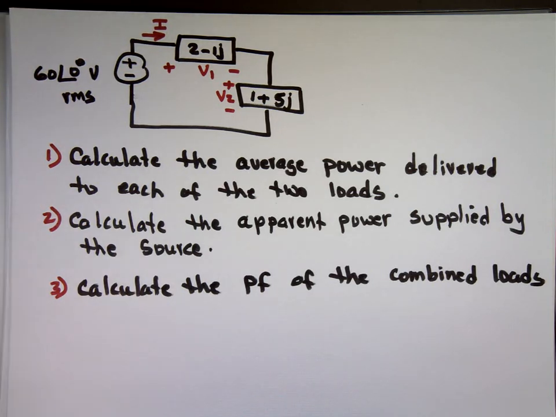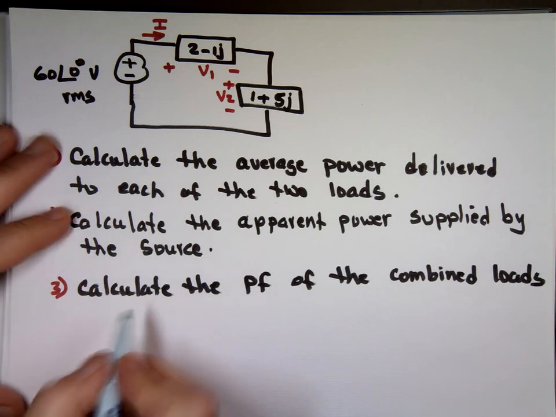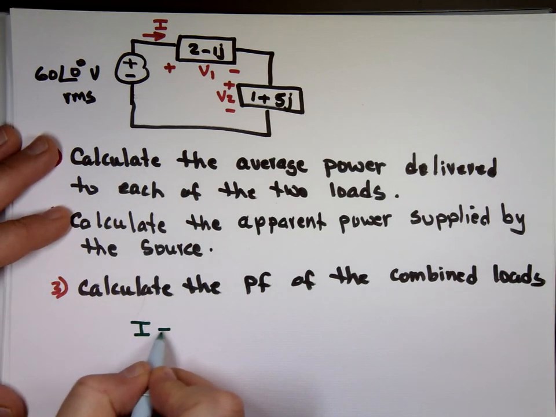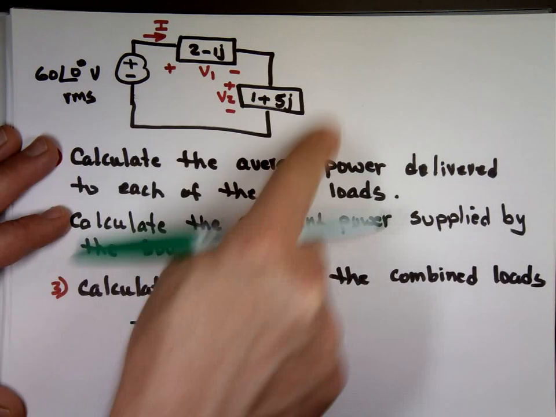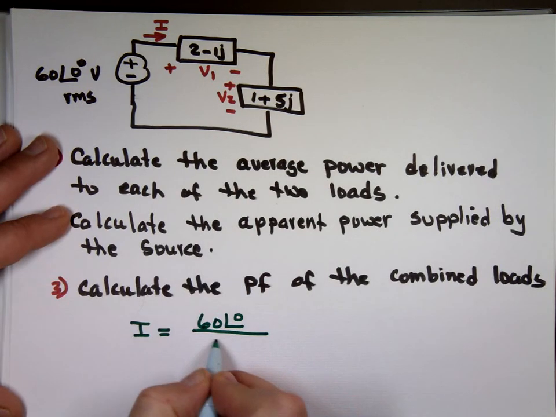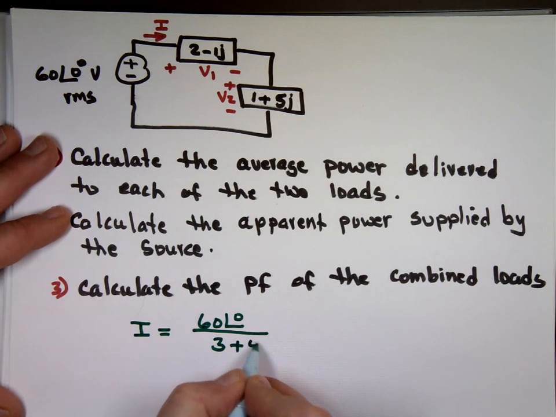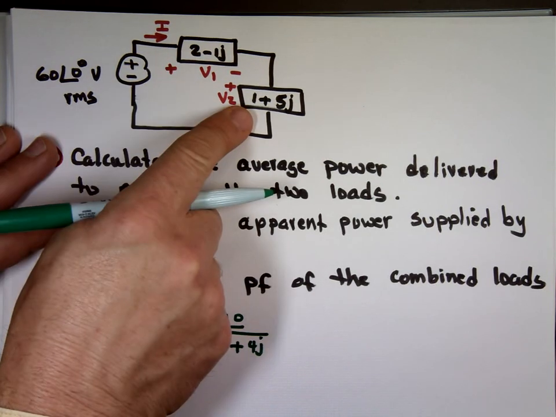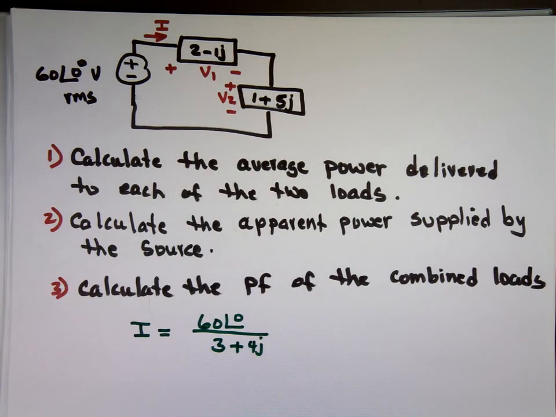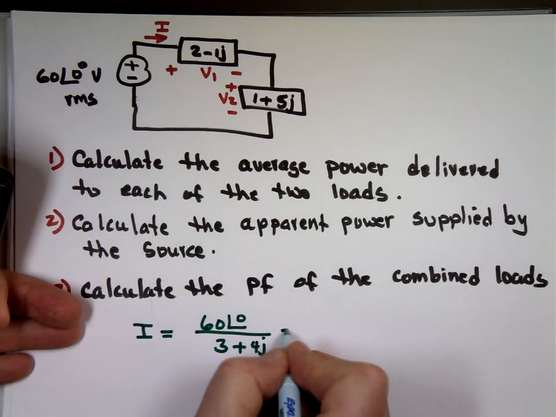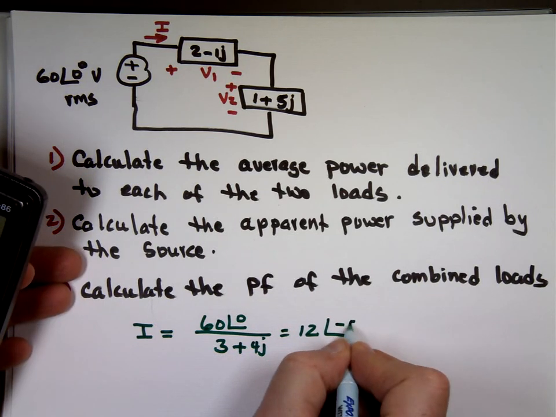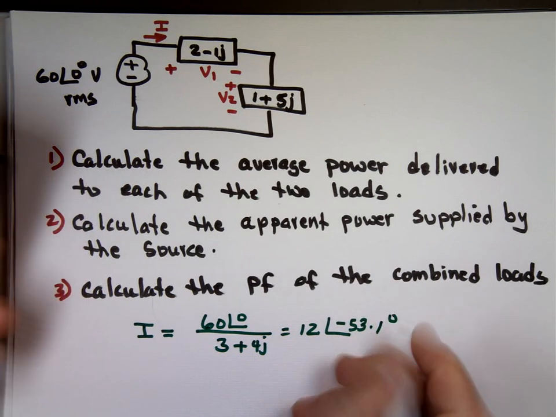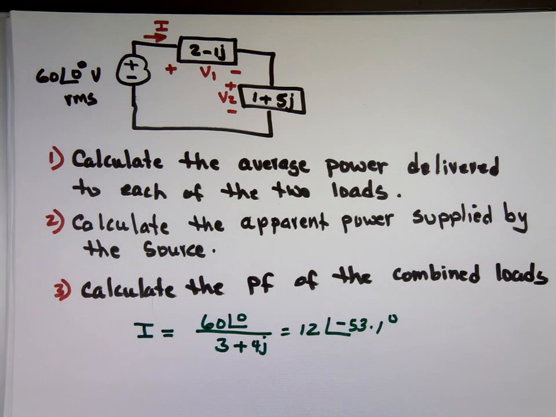And let's get the calculator ready. The current I is equal to the voltage 60 angle 0 divided by what? The equivalent value. The equivalent is what? 3 plus 4j when you add them? 3 plus 4j. Is it 12 angle negative 53.1? Try that.